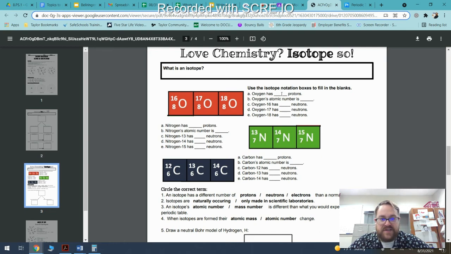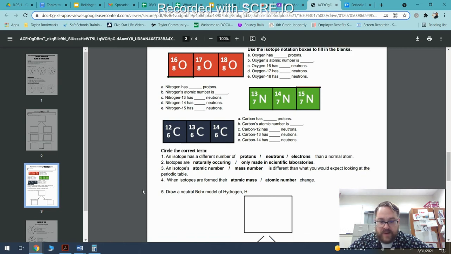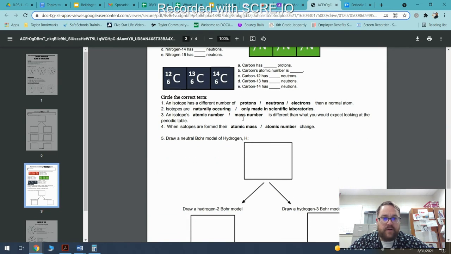So over here you would say oxygen has 8 protons. Oxygen's atomic number is 8. Oxygen 16 has 8 neutrons. Oxygen 17 has 9 neutrons. And oxygen 18 has 10 neutrons. Do the same thing for nitrogen and carbon right here. So an isotope has a different number of neutrons than a normal atom.